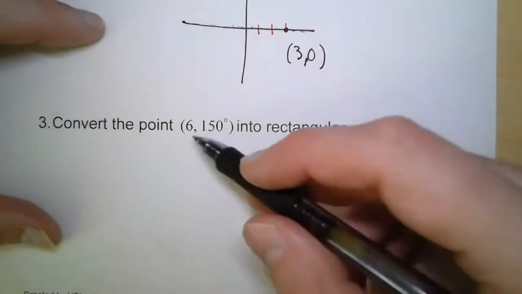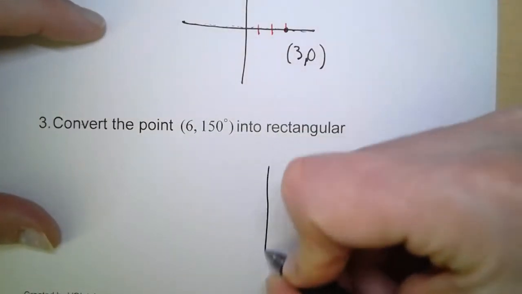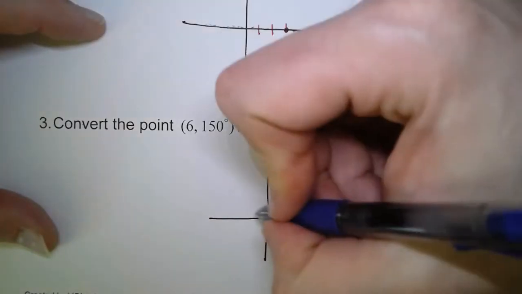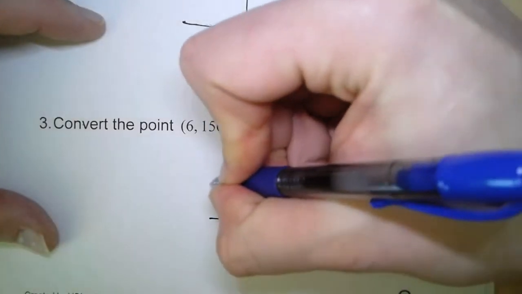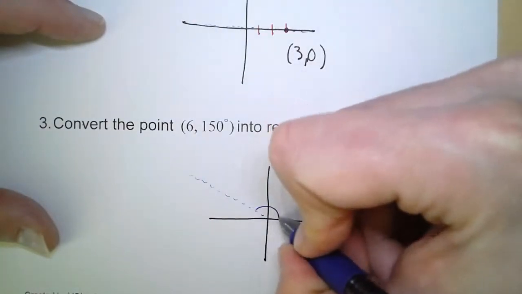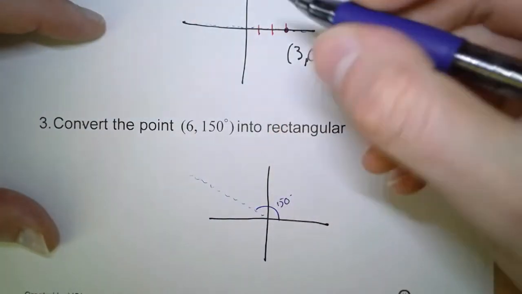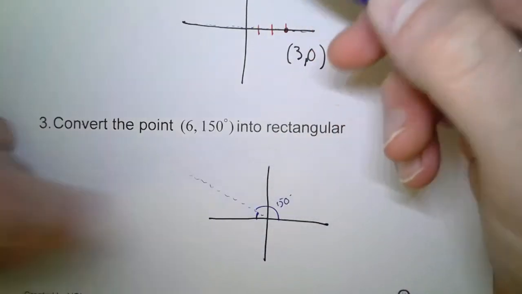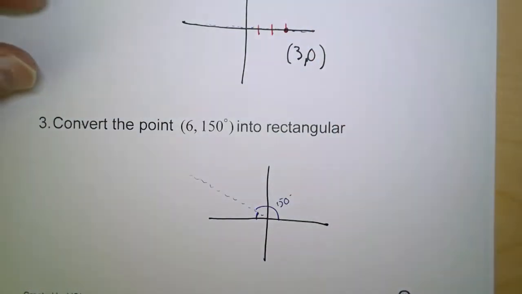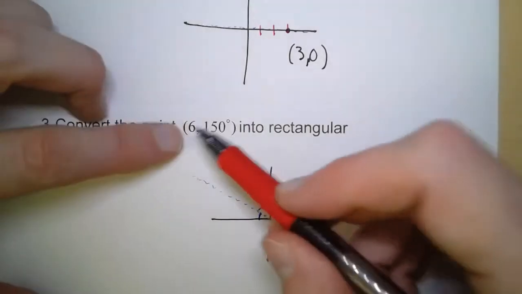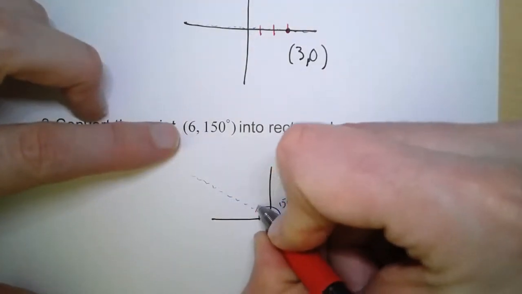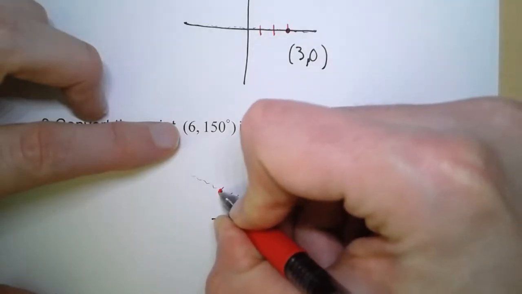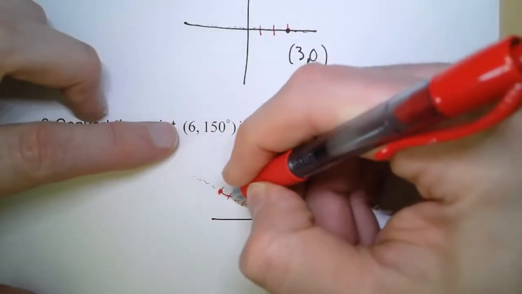So here we have 6, 150 degrees. If I draw my axes, 150 is going to be right here. That's 150 degrees. Now that's going to be 30 degrees inside there. That's my reference angle, and we'll talk about that in a second. Now the distance is 6. So 1, 2, 3, 4, 5, 6. That's my distance.